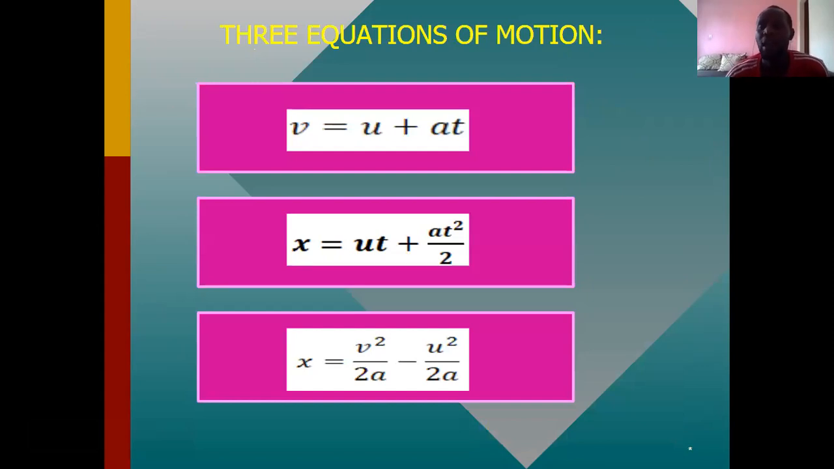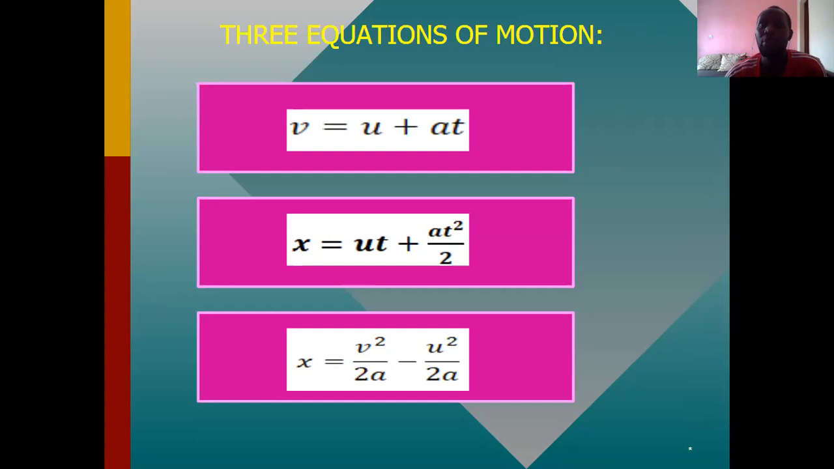Okay, now in summary, we are going to have 3 important equations of motion. The first equation is the equation of the velocity, which helps us to get the value of instantaneous velocity. It is instantaneous because it depends on time t. v is equal to initial velocity plus acceleration multiplied by time.